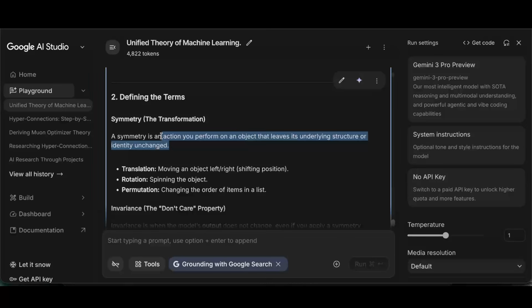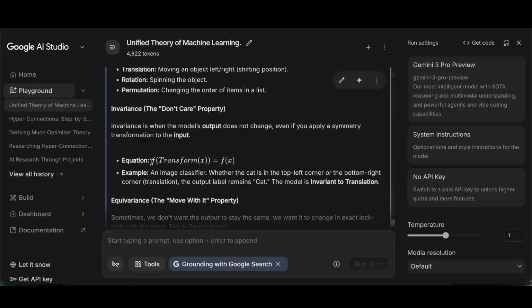Symmetry would be performing an action on the training data so that the underlying structure remains unchanged. For example, if you're teaching the AI to recognize an image of a cat, if you rotate the image of the cat, it should also recognize it the same way. So that's a symmetry. An action performed that doesn't change the underlying data. And this is the equation for invariance. So f of transform of x is equal to f of x, which means that this transform didn't change this f of x. So whether your cat image is upright or flipped, it should still say it's a cat.